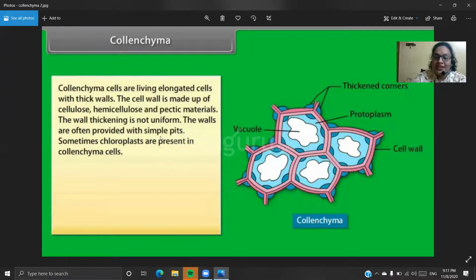Remember that some small simple pits are also present in the collenchyma. Sometimes collenchyma may even have chloroplasts, so they help again in photosynthesis. These also have protoplasm and a large vacuole, which stores nutrients and minerals. And remember, children, these are also living cells having nuclei.